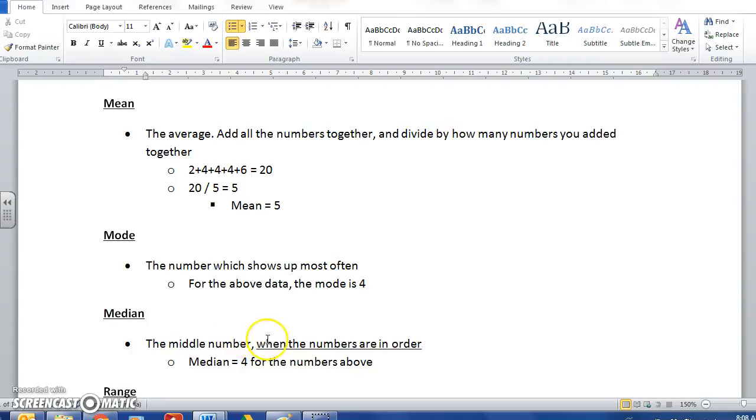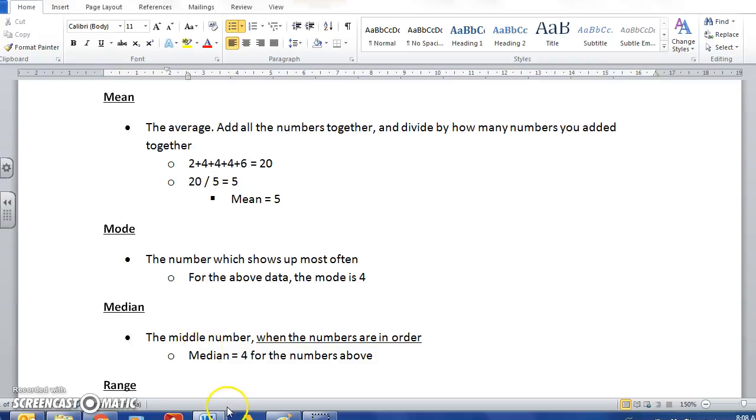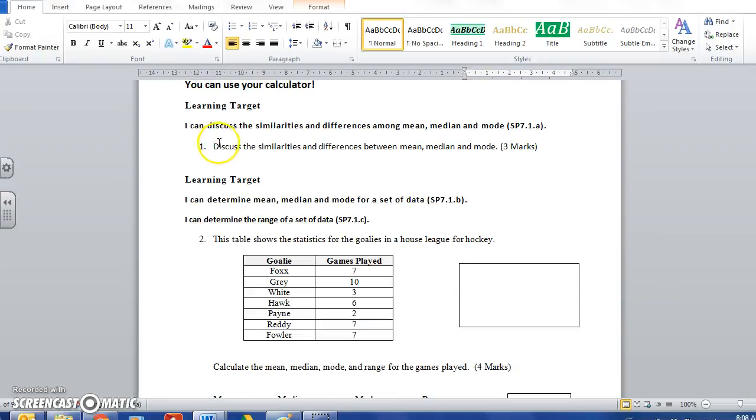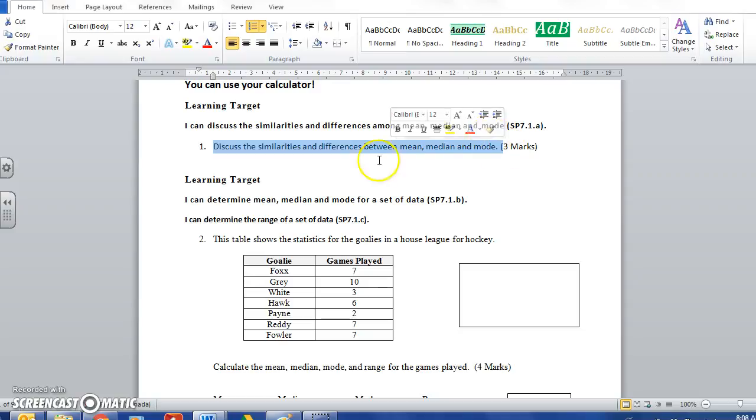And the median is the middle number when you put the numbers in order. So here I could cross out one number at a time from each side. So if I deleted my 2 and my 6 from the opposite side, my 4, you can see my middle number that I'm left with is 4. So my median here would be 4. We're going to talk about range and outliers in a moment. So for question 1, you should have listed some kind of definition or difference between them, but they're all different types of averages.